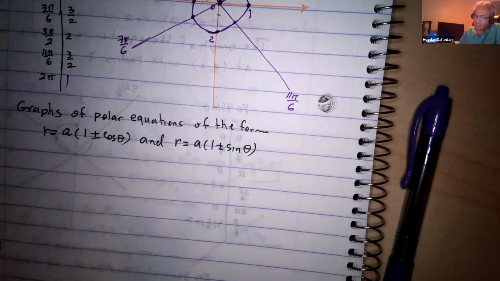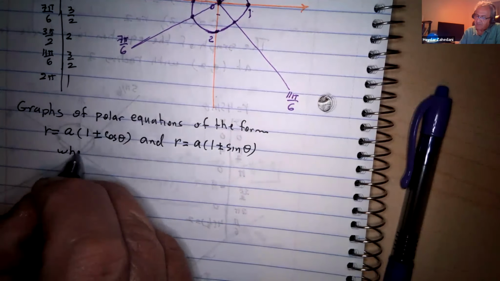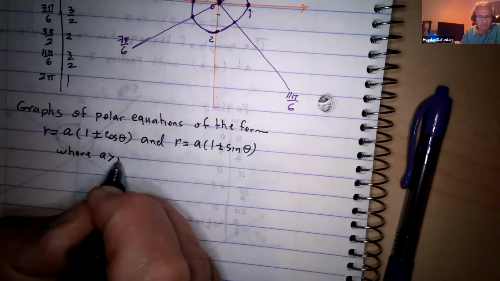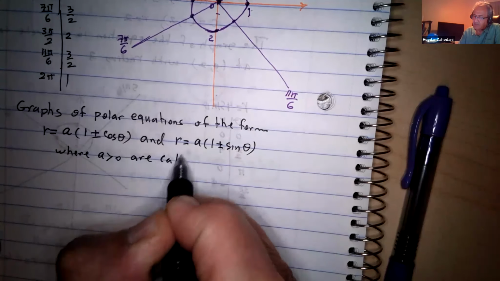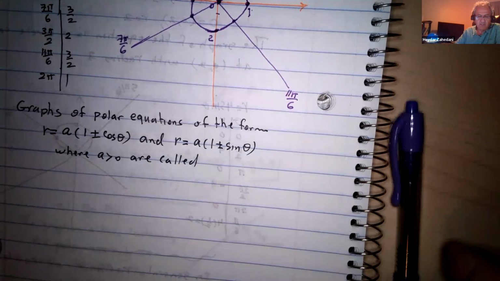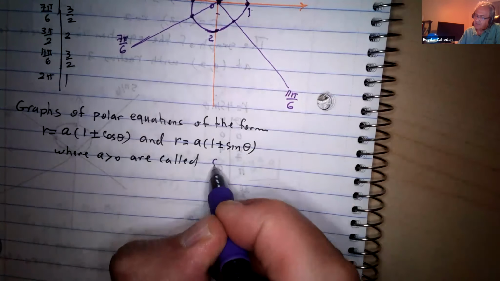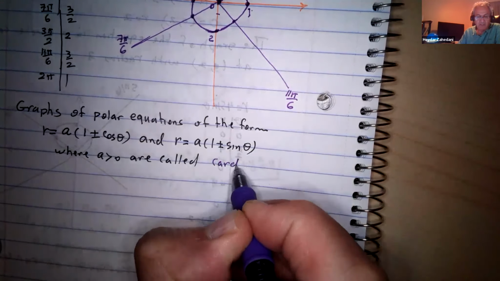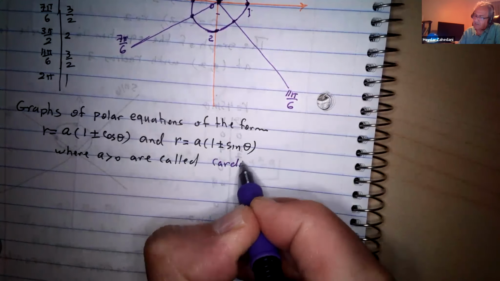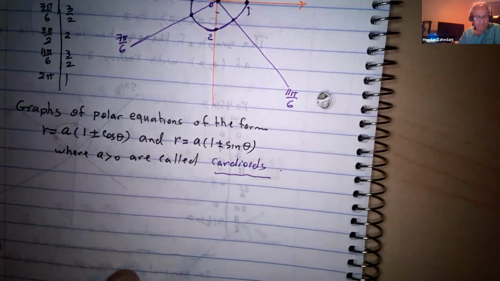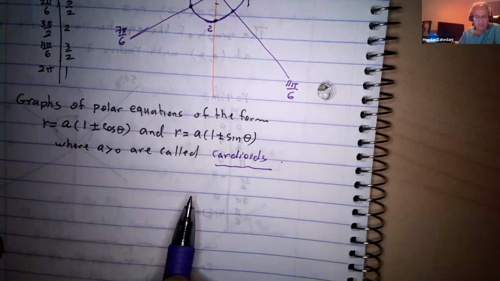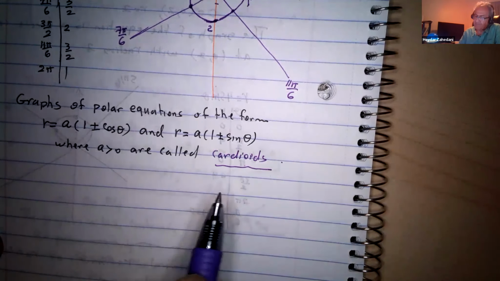Okay, where a is of course positive, these are going to be called cardioids, or heart shapes. Okay, we call them cardioids.